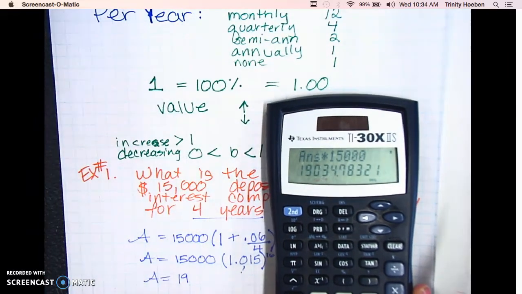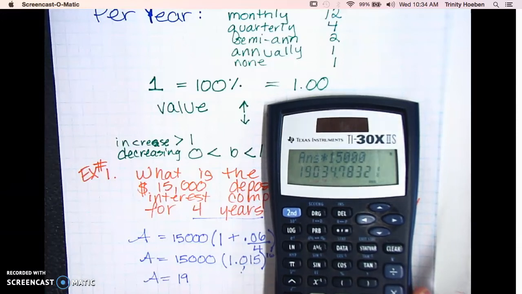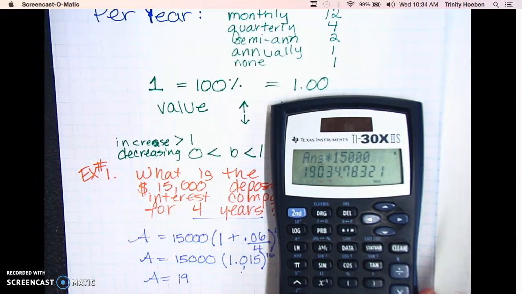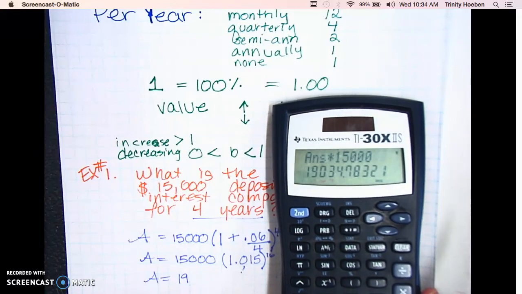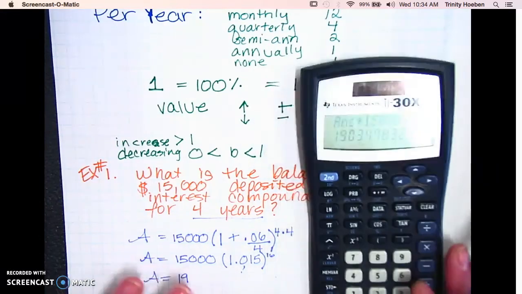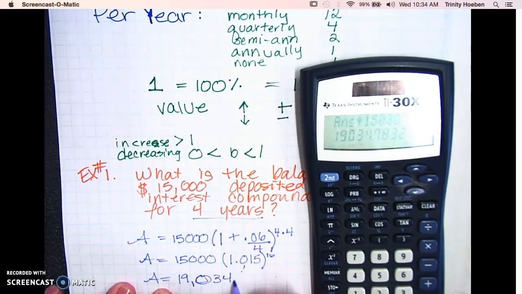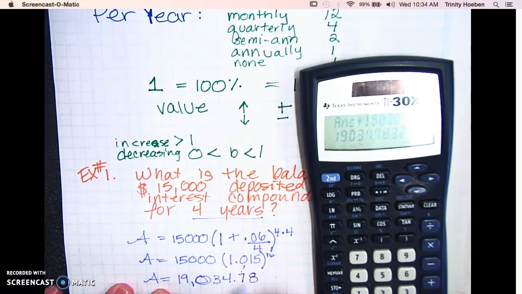$19,034.78321. Is that how we write money? No. Right, because we're talking about money here. So what do we need to round it to? 2 decimal places. Right, to 2 decimal places. So it's going to be how many cents? 78. And we throw the comma back in there. And in front of it, we include a what sign? Dollar sign.